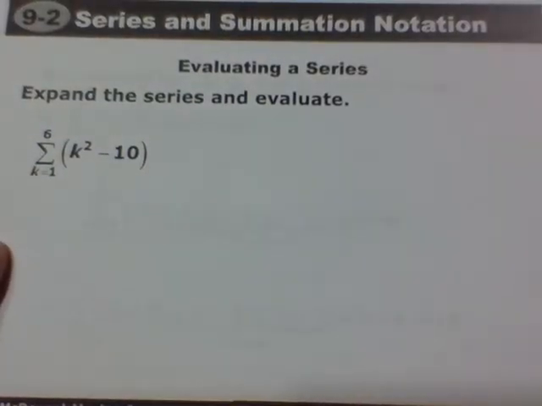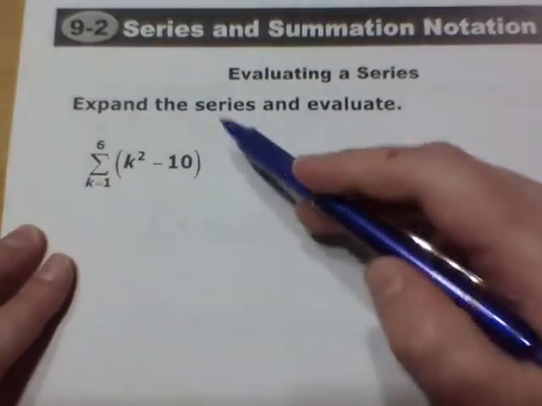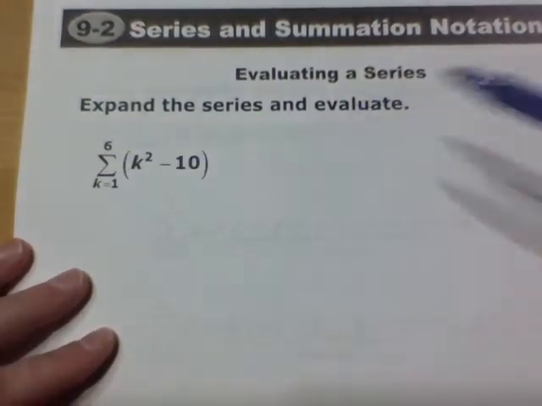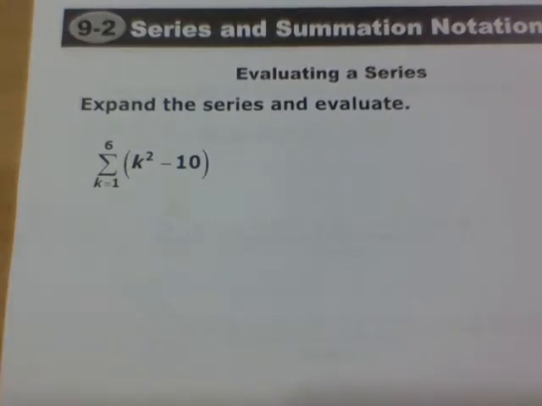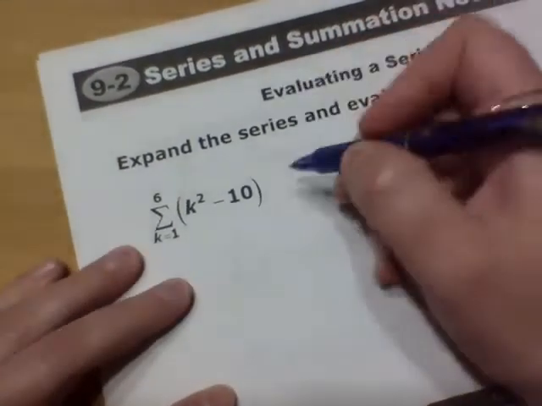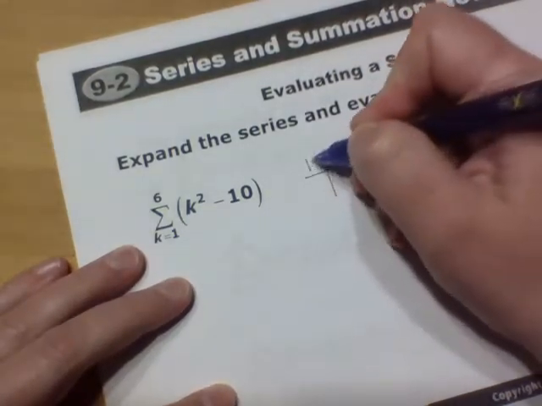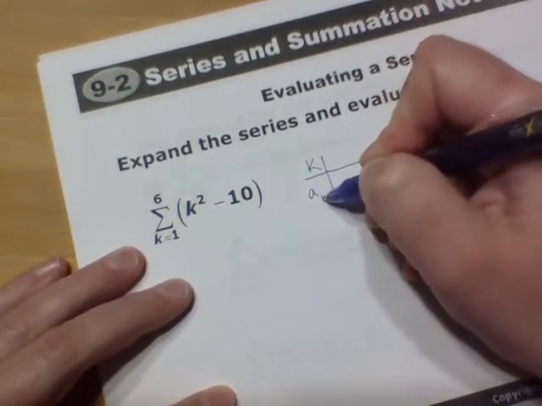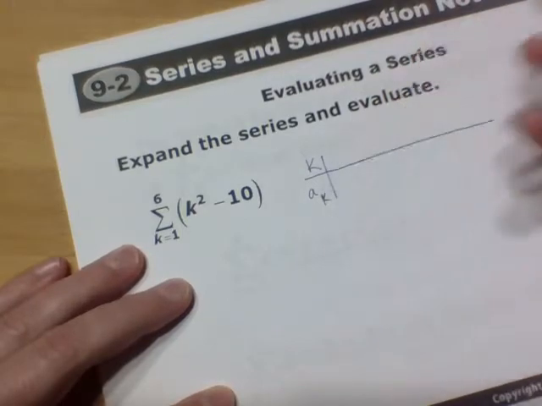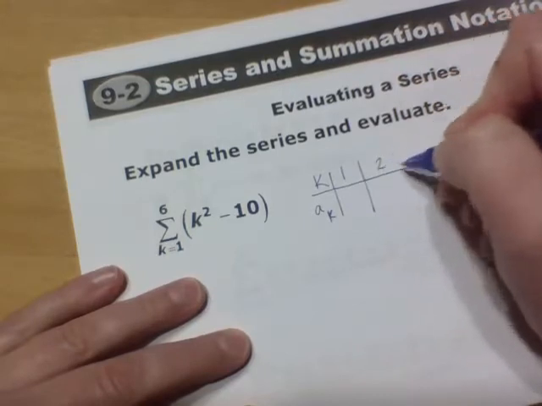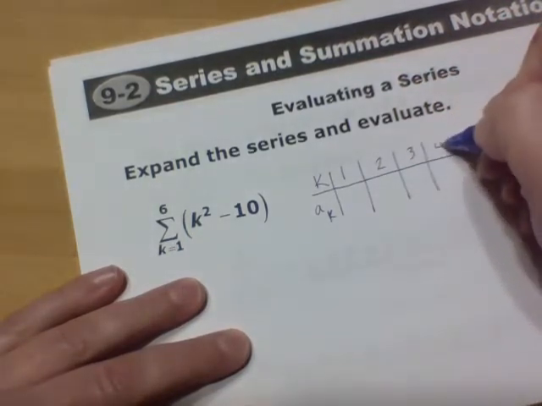Okay, so now what's going to happen is they want you to expand the series. They want you to write each of the pieces and then take all those 6 pieces and add them up. Okay. So it probably works out best if we make a table of our k's and then our a sub k's. And so it looks like we're going to start at 1 and go till 6. So 2, 3.